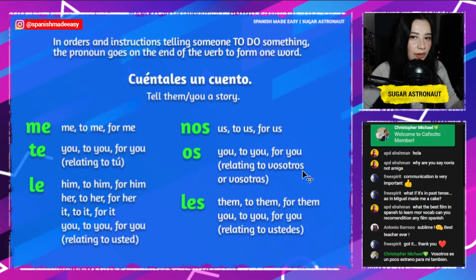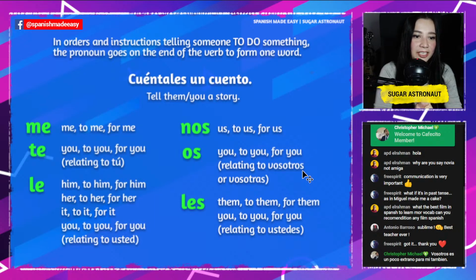So now you know that you need to pretty much add the indirect object pronoun to the verb. You need to add it all together, or make it into one word. And remember the accent mark, so you have the correct intonation.